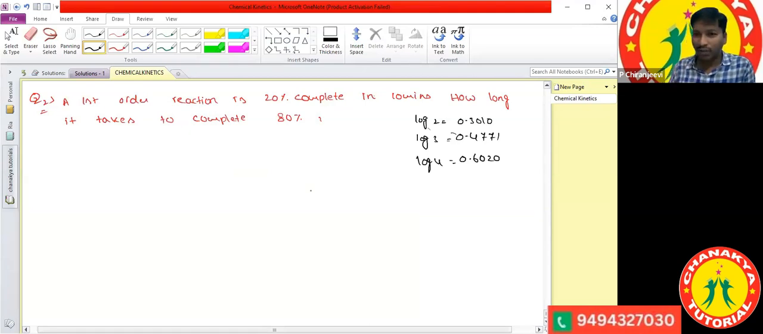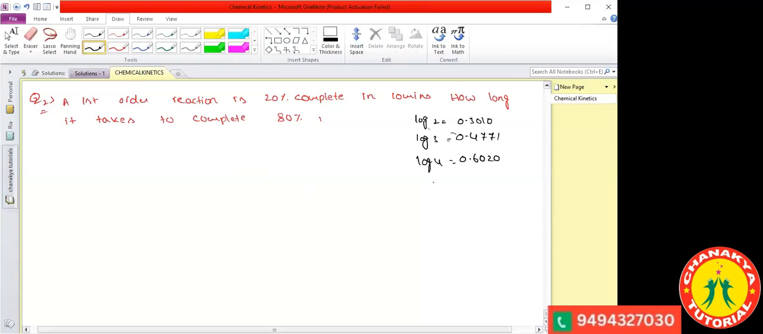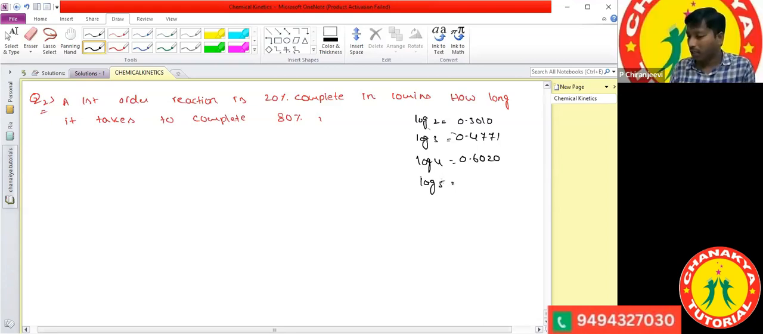What they're asking in the question, first you tell me that, Samhita, what you understood. They're asking how long it will take to complete 80%. Okay, they gave the time, initial and final concentration. Then how can we simplify this one?